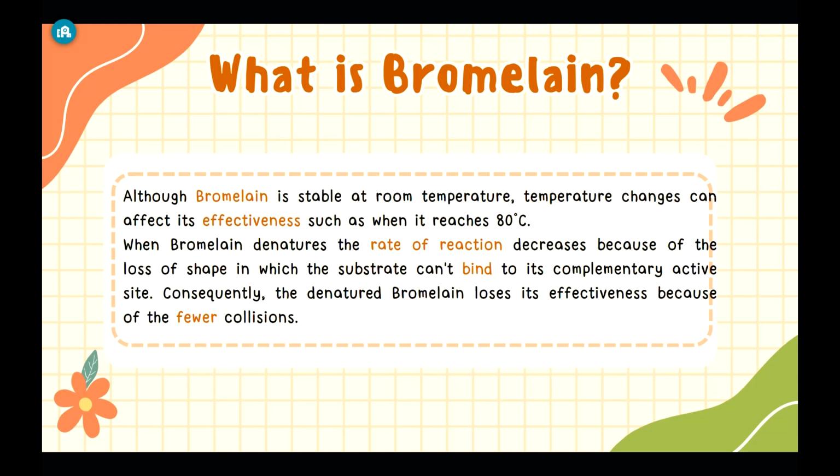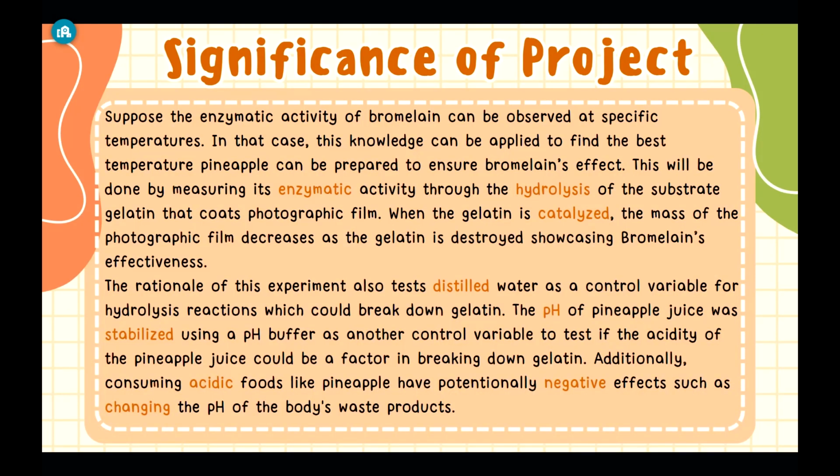Although bromelain is stable at room temperature, changes can affect its effectiveness, such as when it reaches 8 degrees Celsius. When bromelain denatures, the rate of reaction decreases because of the loss of shape, which the substrate can't bind to its complementary active site. Consequently, the denatured bromelain loses its effectiveness because of the ferric collisions. Suppose the enzymatic activity of bromelain can be observed at specific temperatures. In that case, this knowledge can be applied to find the best temperature the pineapple can prepare to ensure bromelain's effect.